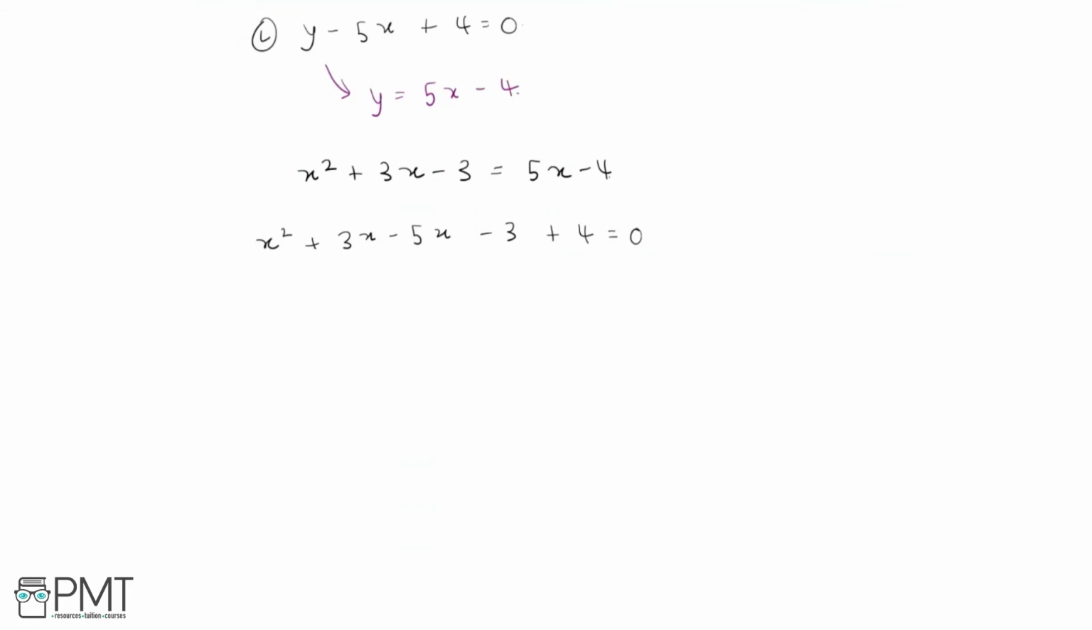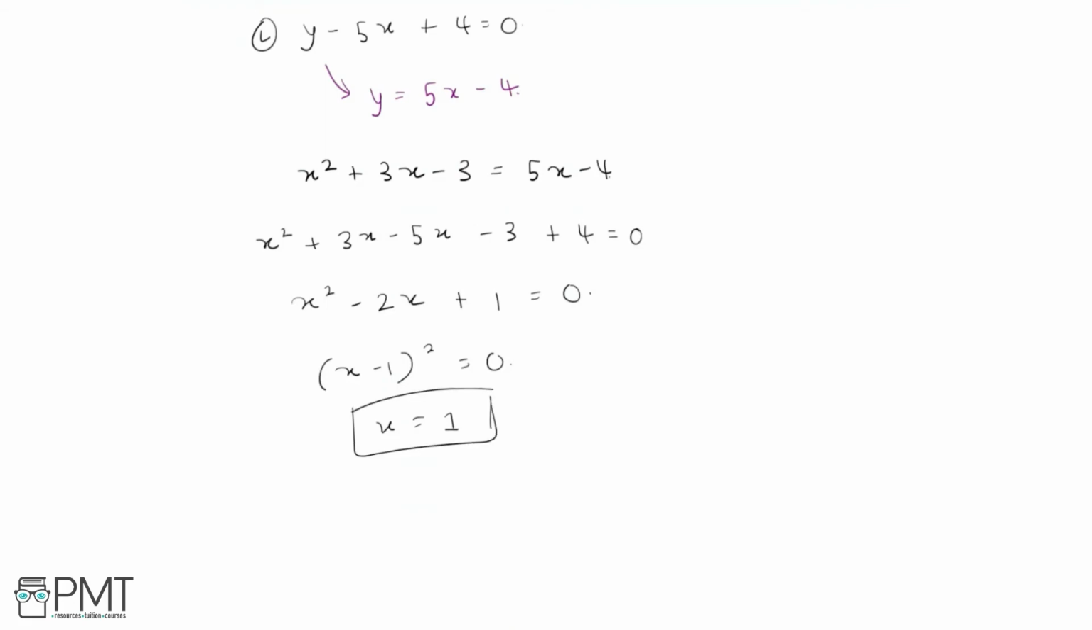Now we can simplify by collecting like terms. x squared stays how it is. We then have 3x take away 5x, which is equal to minus 2x, and then we have minus 3 plus 4, which is equal to plus 1, which is all equal to 0. Now x squared minus 2x plus 1 is equal to 0, and so we can factorise in order to find the value of x. By factorising this, we end up with x minus 1 all squared is equal to 0, and so therefore x must be equal to 1.